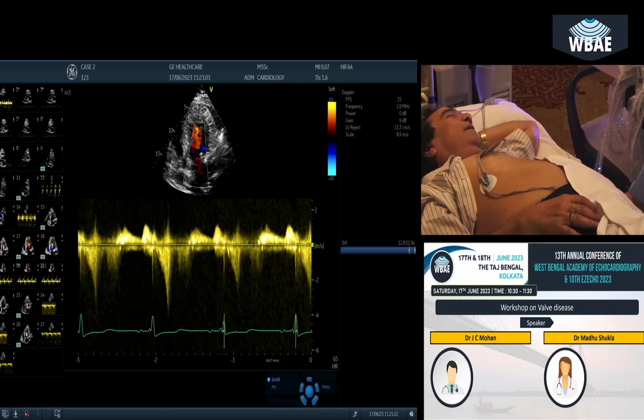Seeing the previous tracing, that was at 50 speed. You couldn't appreciate the dagger shape. No, that was because the speed was less. This is at 100 speed. This speed is more.